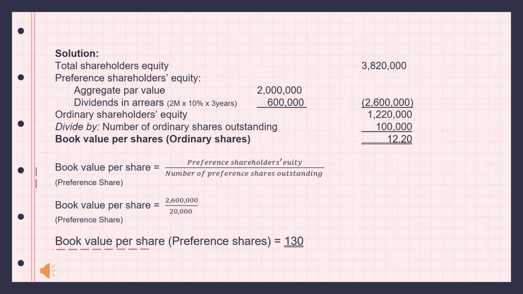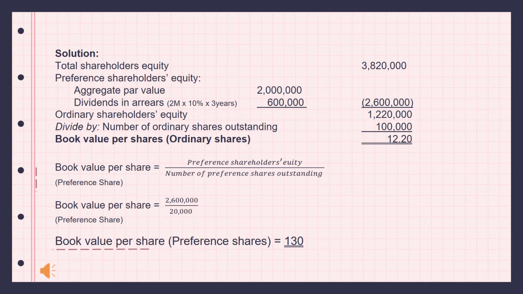So dito naman kailangan nating hanapin yung book value per share ng ordinary shares at book value per share ng preference shares. So first, kailangan nating i-subtract yung preference shareholders equity sa total shareholders equity para makuha natin yung ordinary shareholders equity. So 3,820,000 minus 2,600,000 is equals to 1,220,000 na ordinary shareholders equity. Next is divide by number of ordinary shares outstanding na 100,000. Kaya ang total ay 12.20 at yun ay ang magiging book value per share ng ordinary shares.